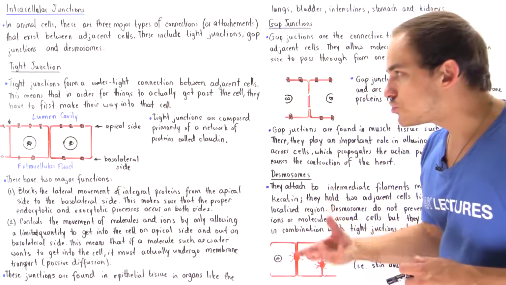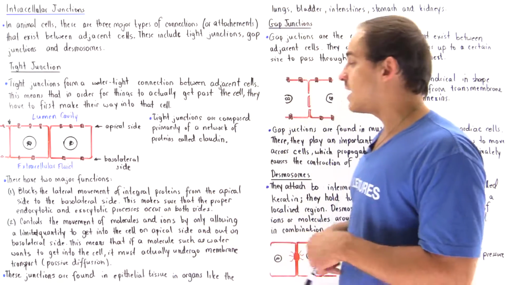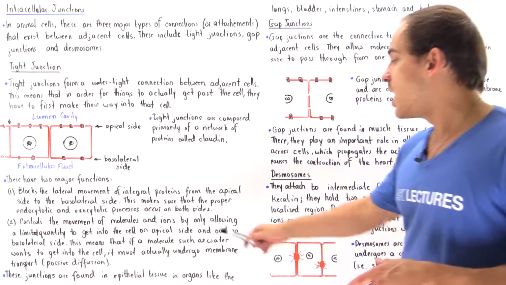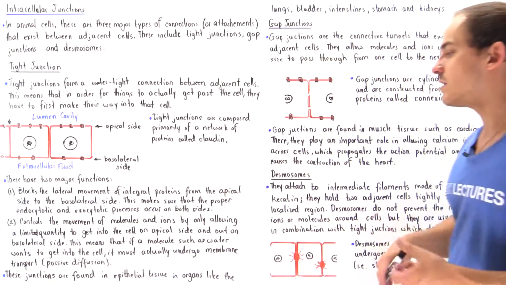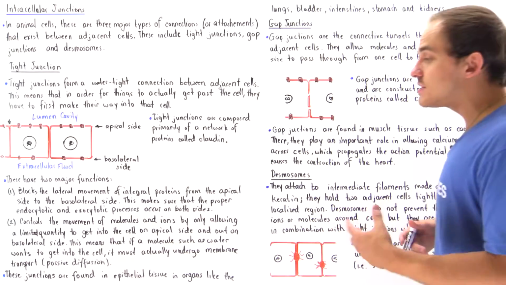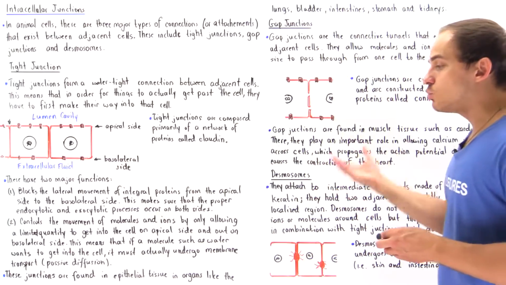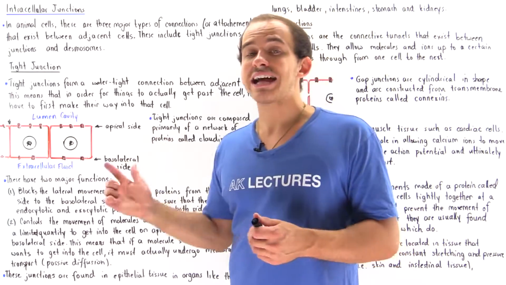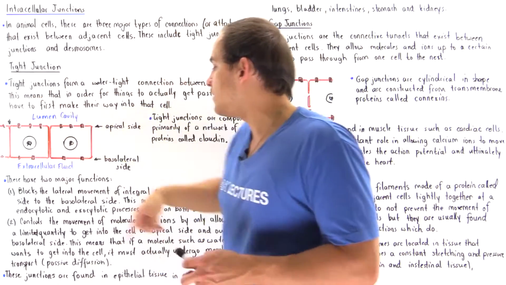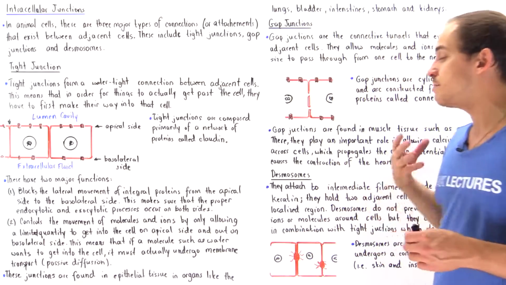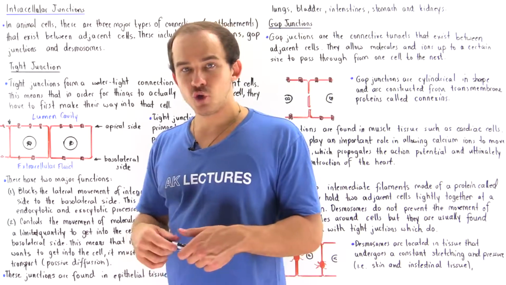So the other function of our tight junction is to control the movement of molecules and ions such as water and sugar molecules by only allowing a limited quantity to get into the cell on the apical side and out of the cell on the basolateral side. This means that if a molecule such as a water molecule wants to actually get into the cell, it cannot move around the cell because of these tight junctions, and it must actually pass through the membrane via the process of passive diffusion.